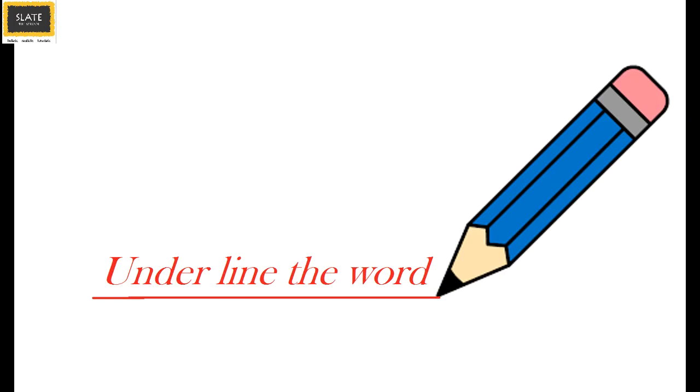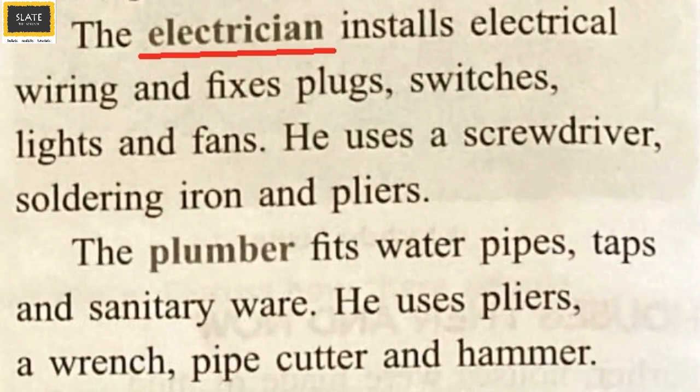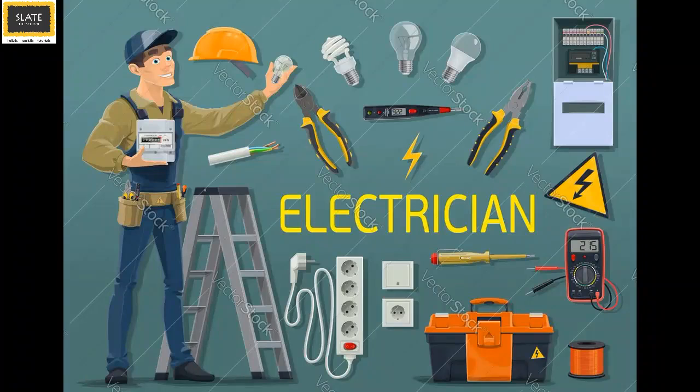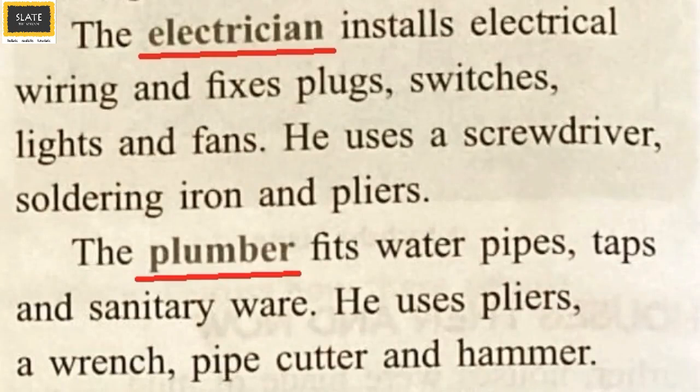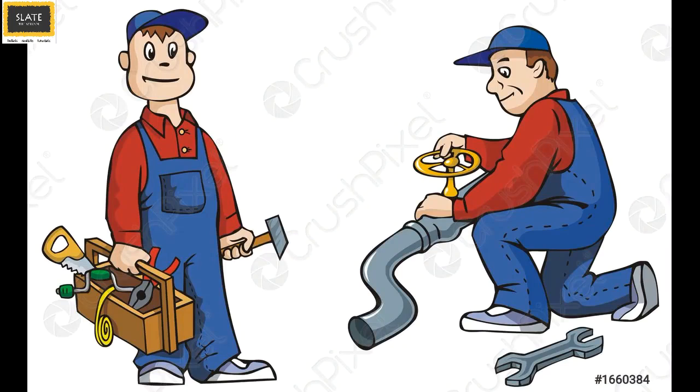Slaters, underline the word electrician. A person who installs electrical wiring and fixes electrical things is called an electrician. Underline the word plumber. A plumber is a person who fits water pipes, taps and sanitary ware.